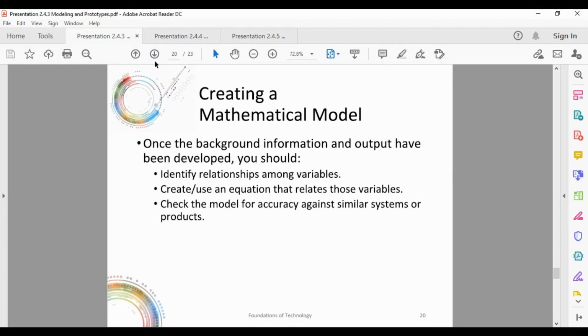Okay, once the background information and output have been developed, you should identify relationships among variables, create and use equations that relate to those variables, and then check the model for accuracy against similar systems or products.